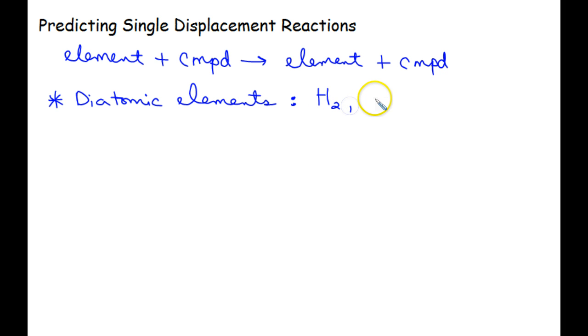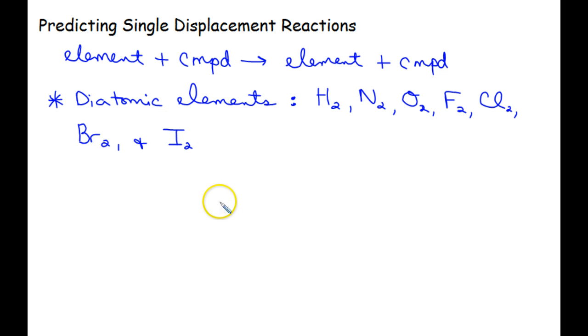They are hydrogen, nitrogen, oxygen, fluorine, chlorine, bromine, and iodine. Okay? So memorize these.